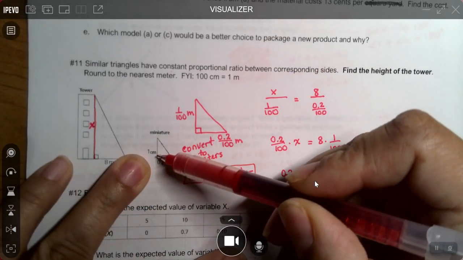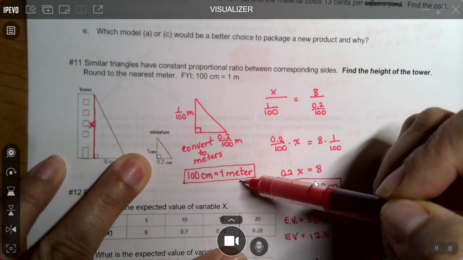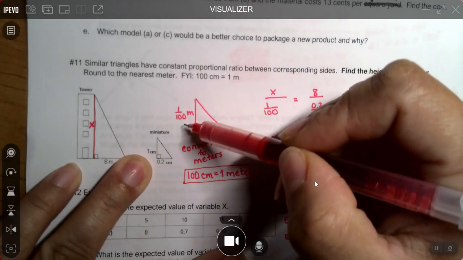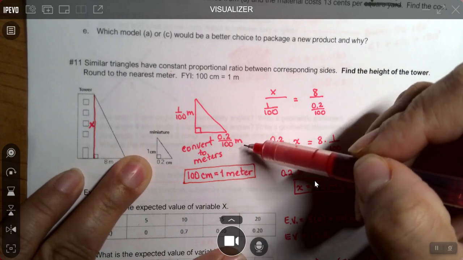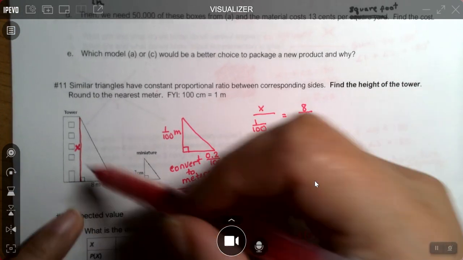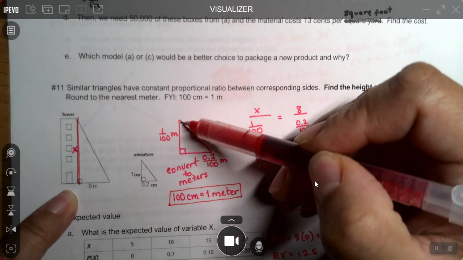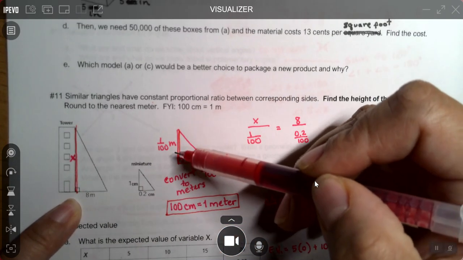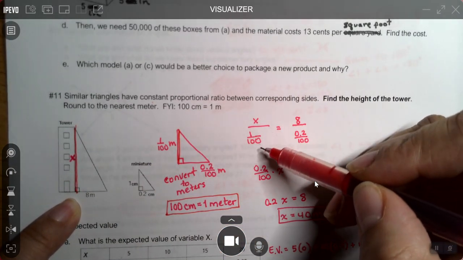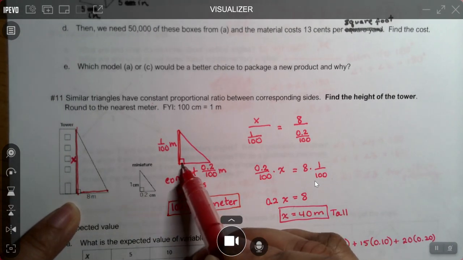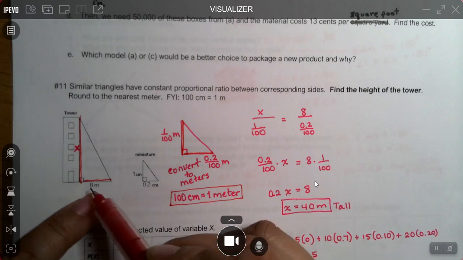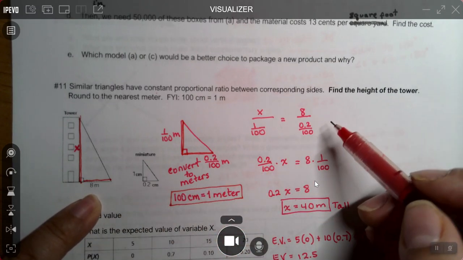So 1 centimeter needs to be divided by 100 to make it a meter. So that's what the 1 over 100 is, and that's what the 0.2 over 100 is. And then I just made a proportion. The tall tower with this height, x over 1 over 100, equals the bottom one times the corresponding bottom one. So 8 over 0.2 over 100.